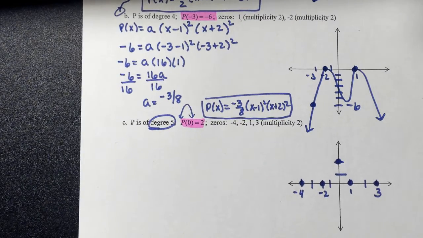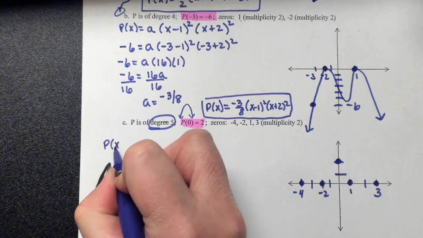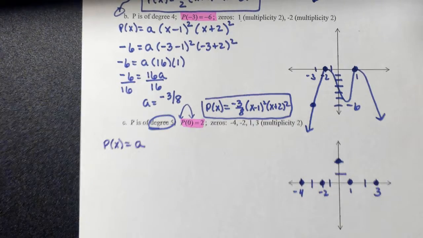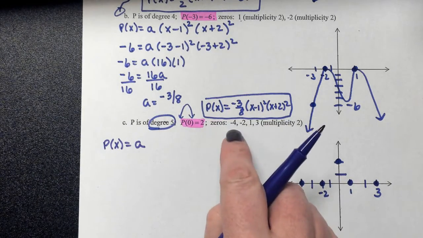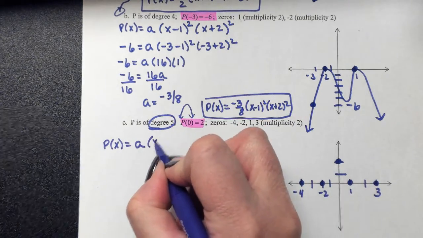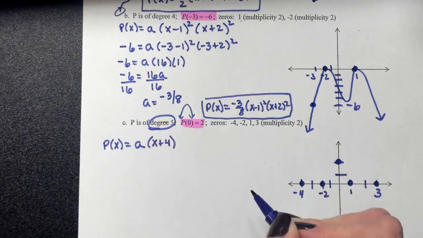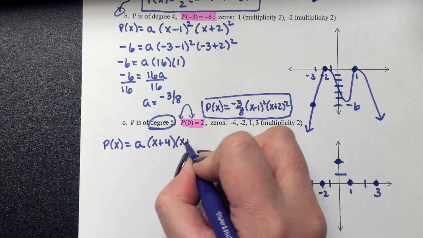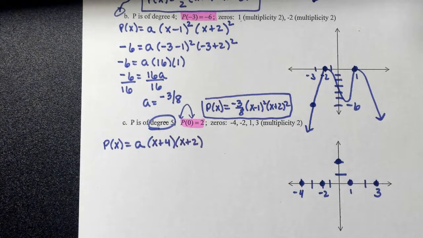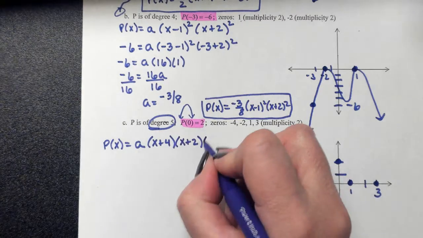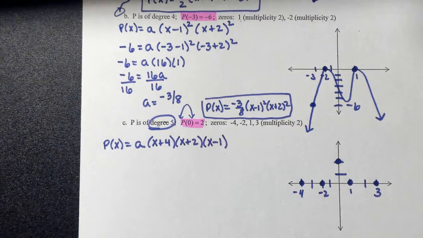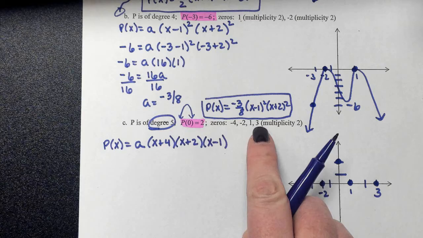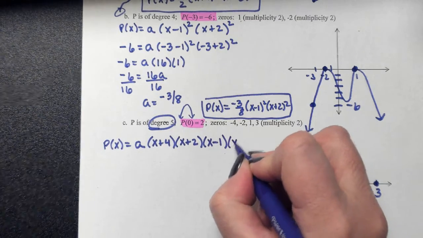So my polynomial function then, again, I have to find that leading coefficient. My 0 is -4, so the factor that it came from is x plus 4. My 0, -2, came from the factor x plus 2. My 0 of 1 came from x minus 1. My 0, 3 came from the factor of x minus 3.